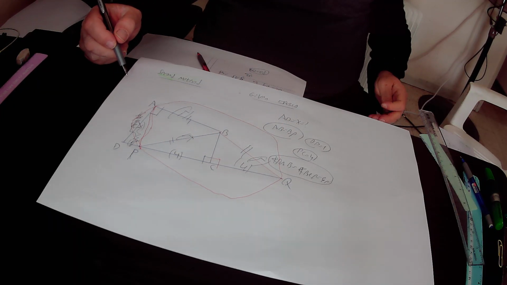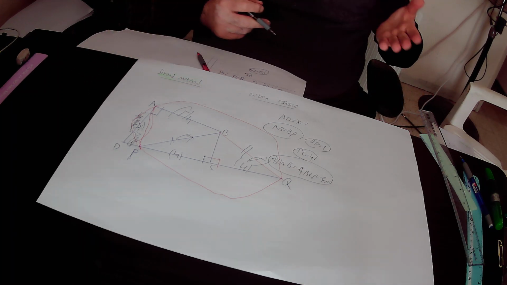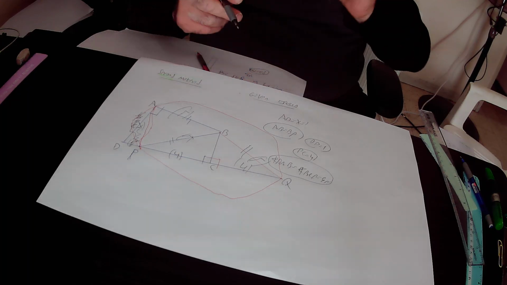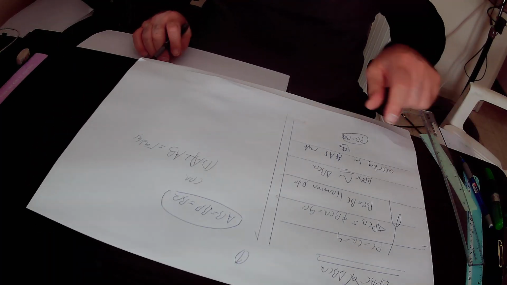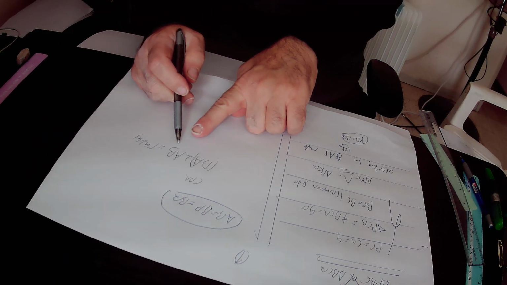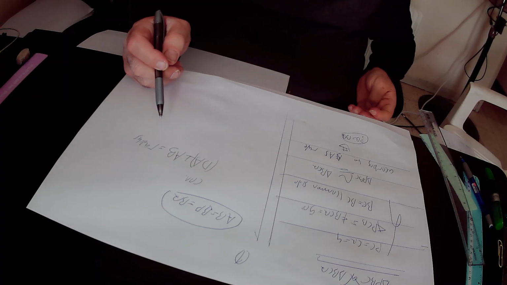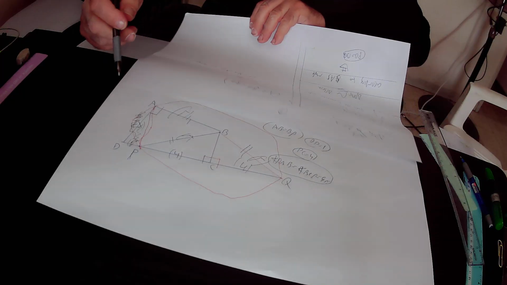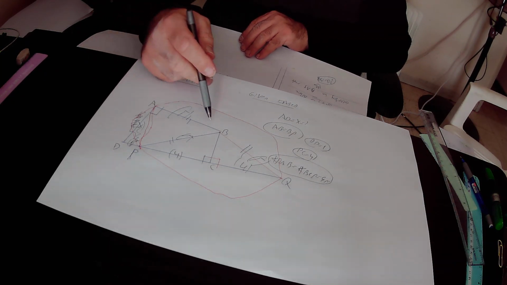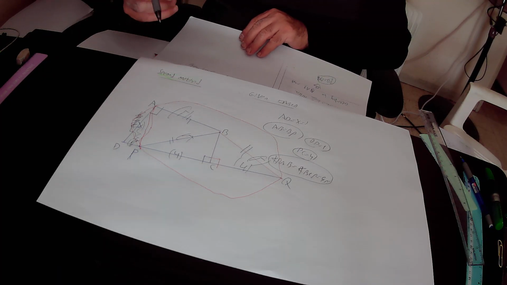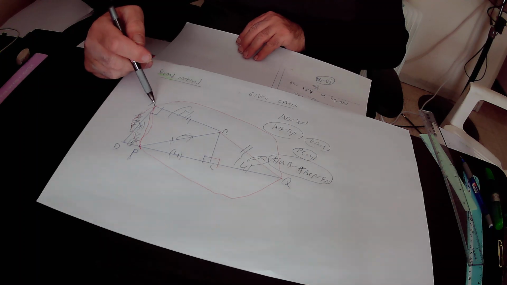Okay, again, DA is perpendicular to AB according to what is given in the question, and AB is the radius of this circle. Therefore, DA is perpendicular to the radius AB of this red circle. Therefore, DA must be a tangent. DA is a tangent to this circle at point A.